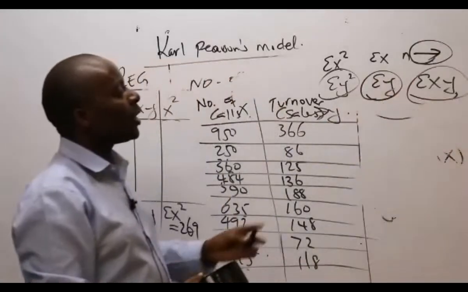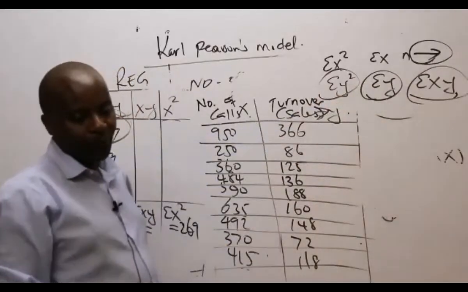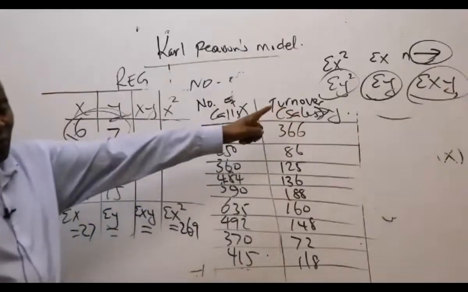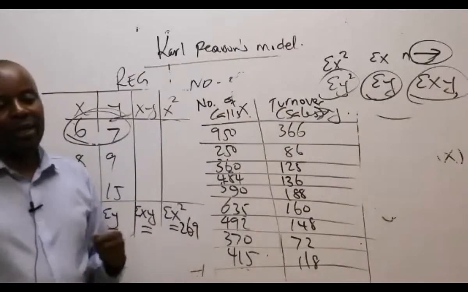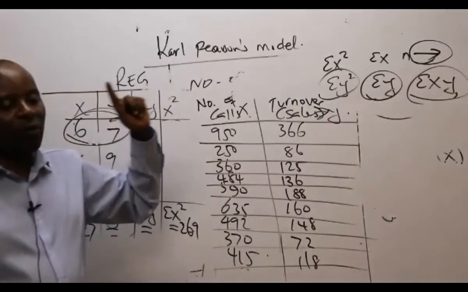And how I wish I had a good student by now. This good student should have given me the value of sum of y. Robert tells me, Mwalimu, sum of y is 31.